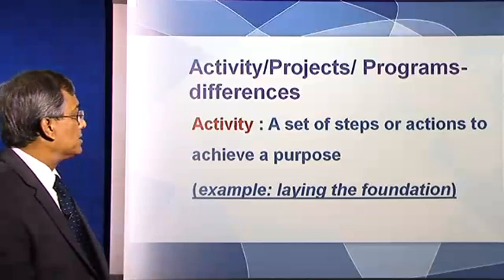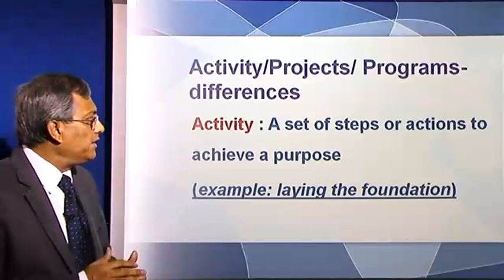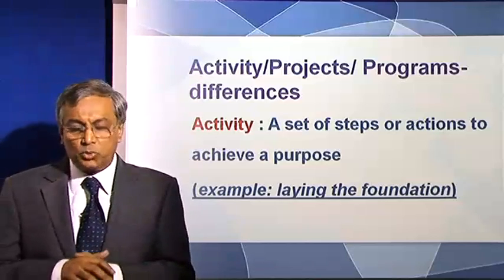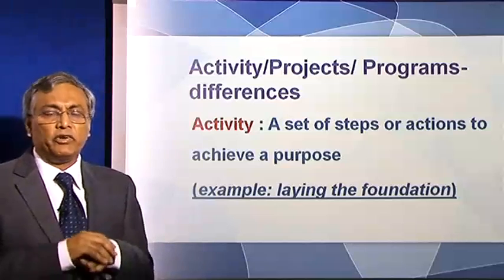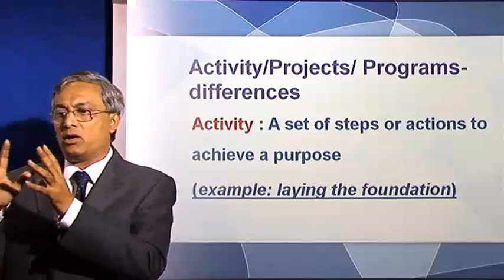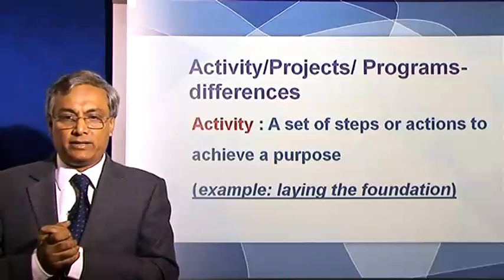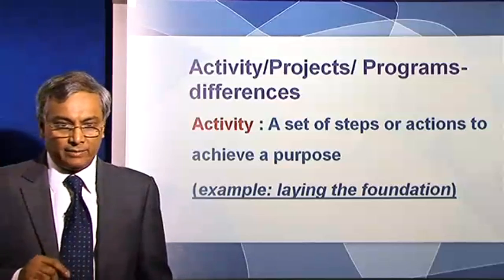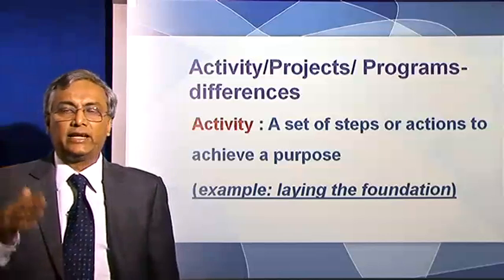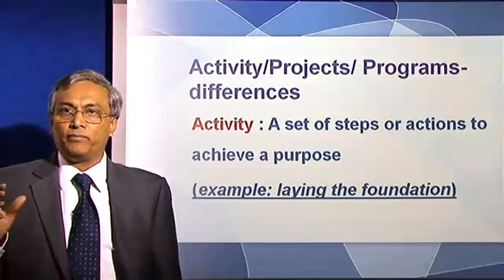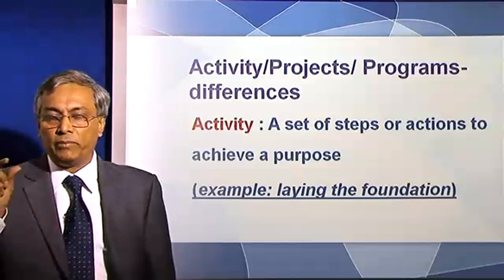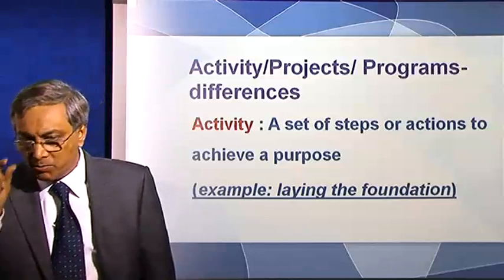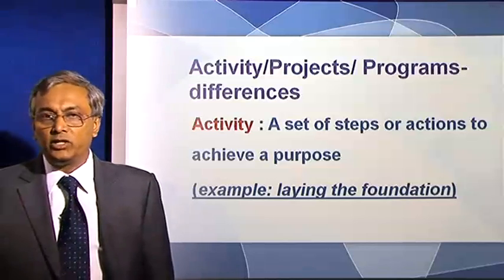What are the differences? An activity is a set of steps or actions to achieve a certain purpose. For example, suppose you are working in a plant and there is a leak in a pipe. You have to repair the leak. There is a certain set of activities that have to be done to repair that leak. This is known as an activity because it's one time, it's small, and it gets done and it's over.